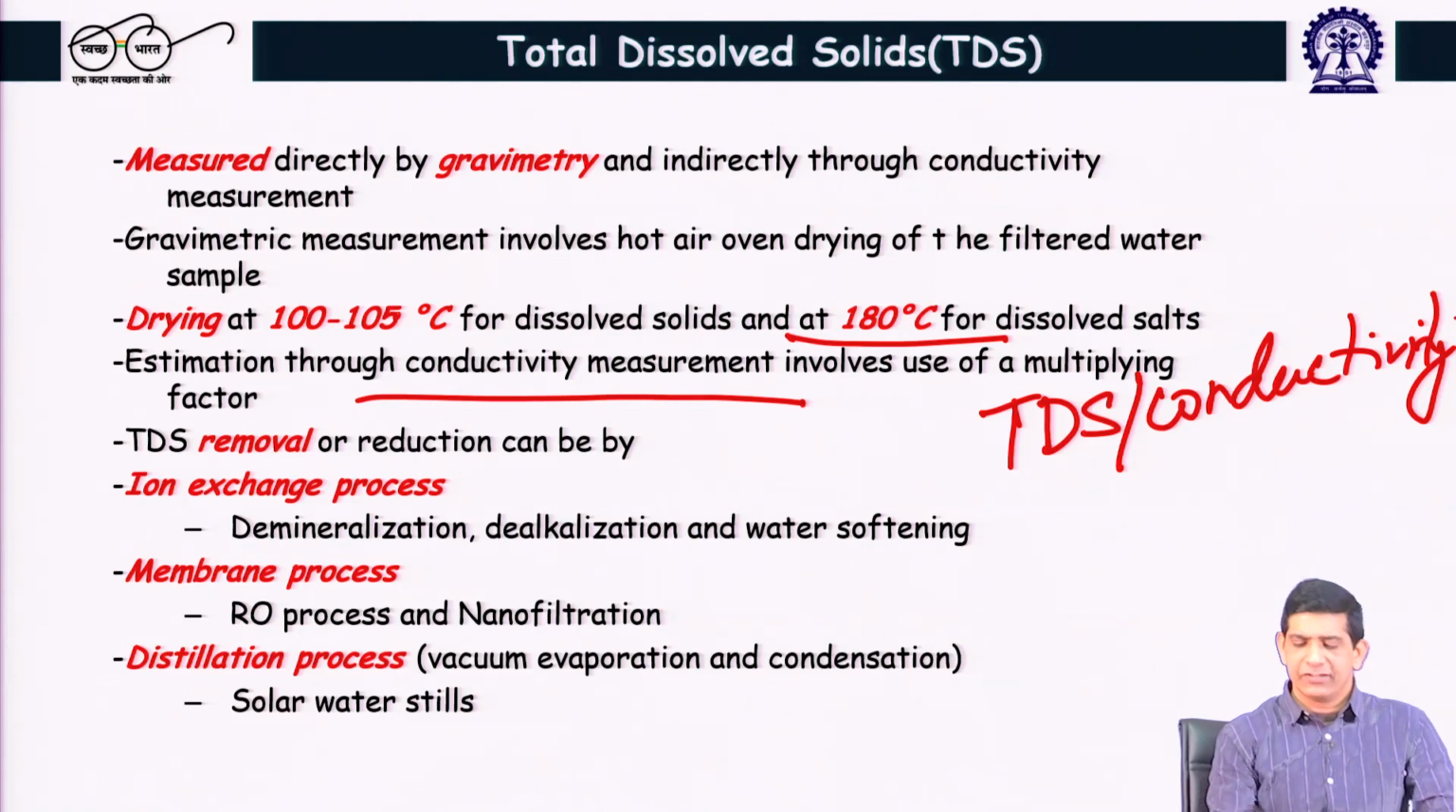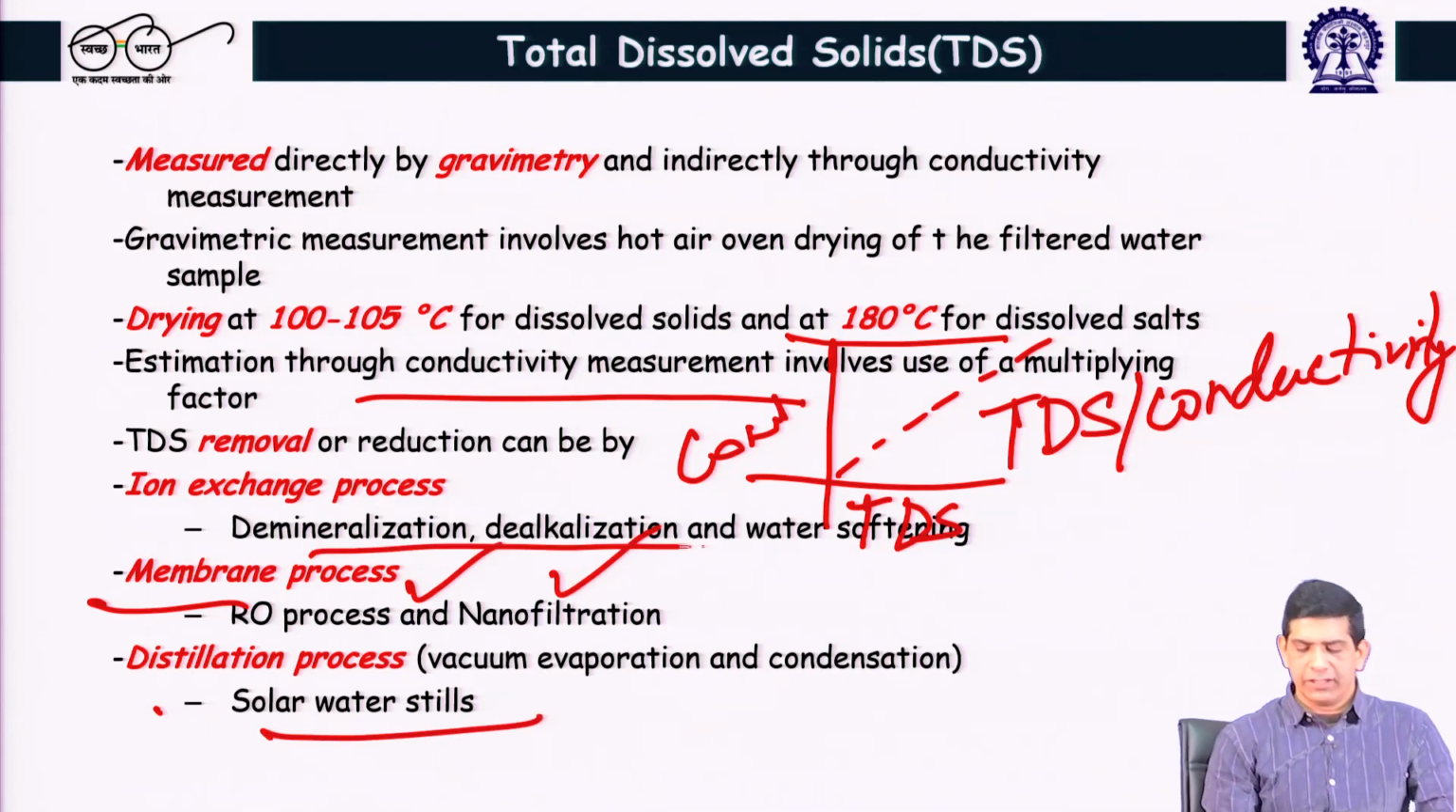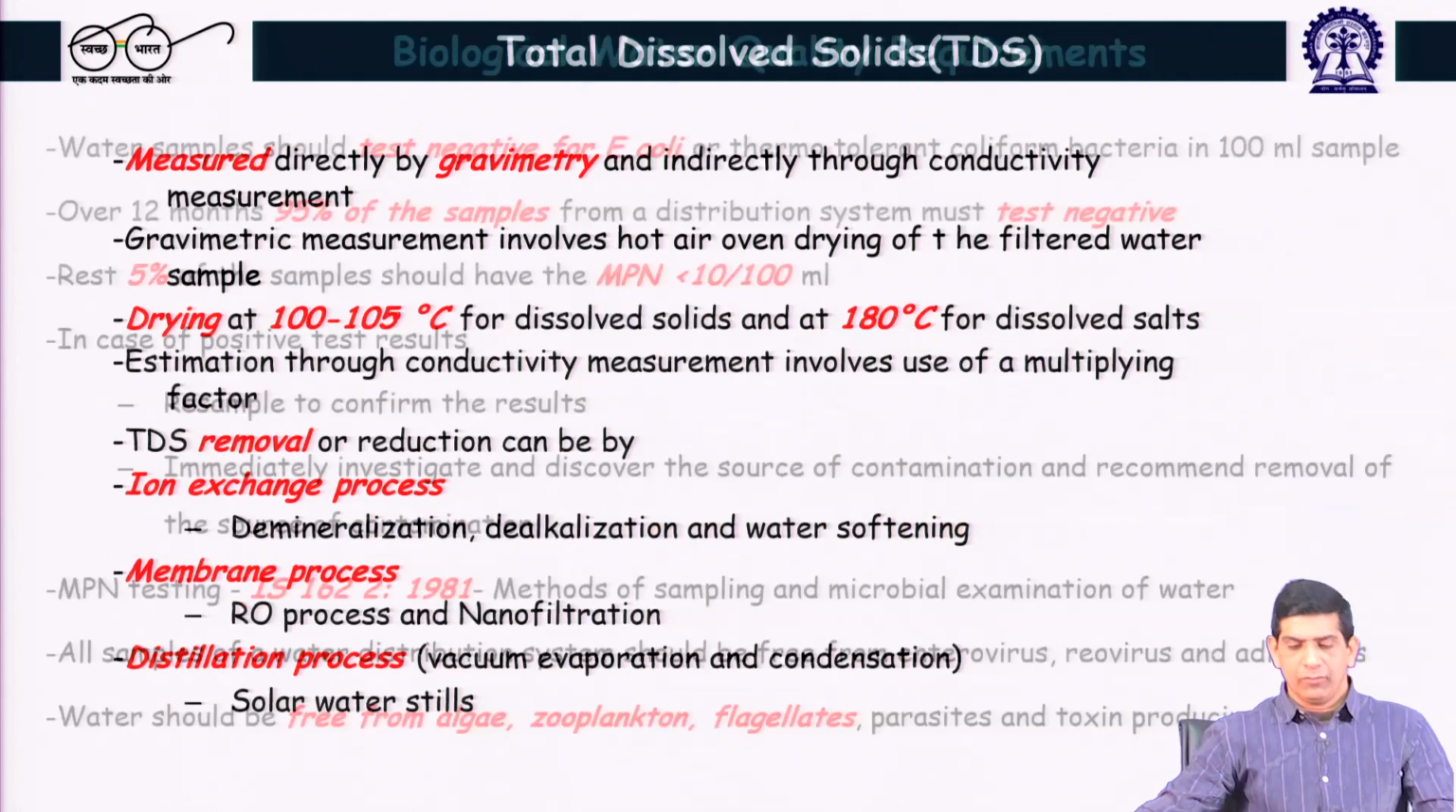So, if you plot, say, this is your TDS and this is the conductivity, you will see a nice correlation. The more the TDS, the more the conductivity. TDS can be removed by ion exchange, by membrane process, RO is used as well, RO or nanofiltration, distillation process, solar water, demineralization, dealkalinization, water softening. So, those are the things used for removal of TDS.